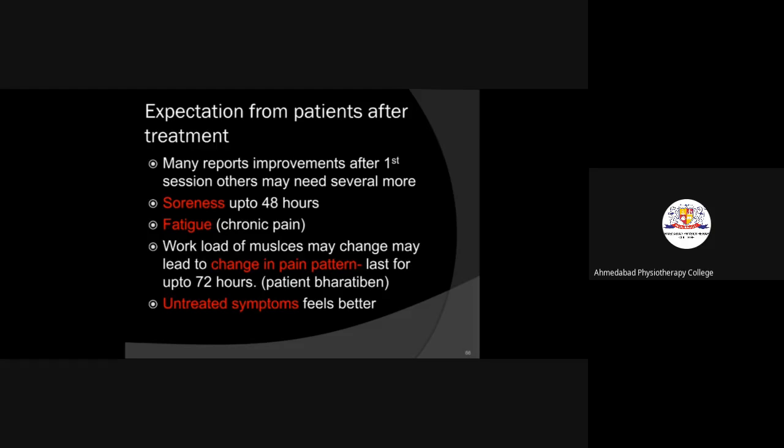For example, the muscle which was not working for so long, we are releasing that muscle, and that muscle is taking part. So there will be a disturbance in the synchronization of the muscle fibers working together. So the pain pattern will change a little for 72 hours, that is normal. And sometimes untreated syndromes or symptoms feel better. For example, there is pain in the trapezius, and also in the rhomboids; we treat the trapezius, and the rhomboids also feel better. So that is normal.